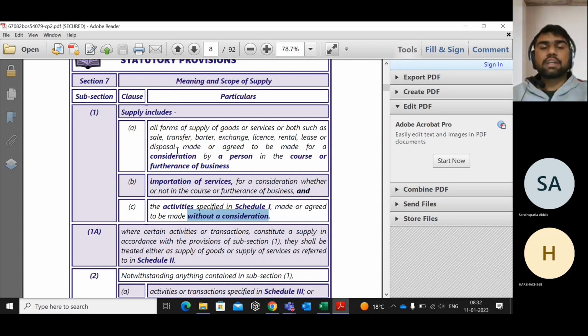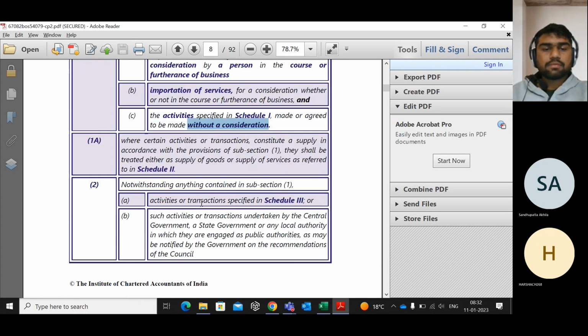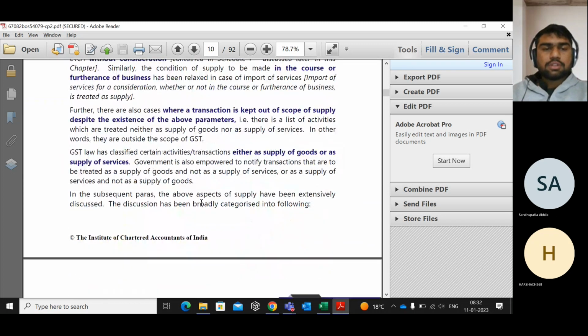You were told that if it is for consideration, then only it will be treated as supply. But there are some transactions, there are 4 transactions, which even though they are made without consideration, are treated as supply. That is covered under Schedule 1. What are those services?